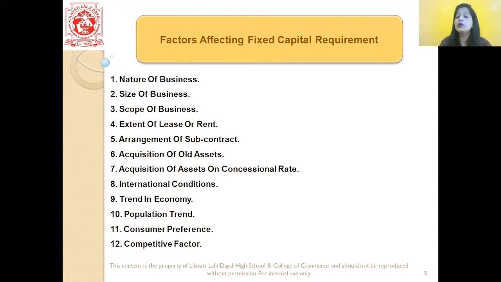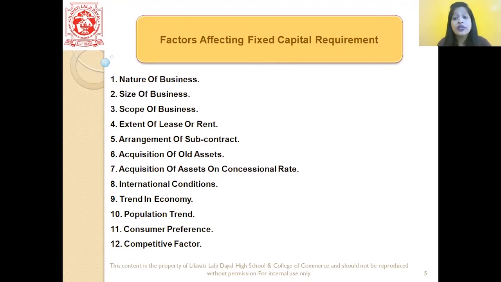Next one is consumer preference. Consumer preferences, students, keep on changing. Whenever the industries are providing goods and services which are in good demand, these industries will require a large amount of fixed capital. For example, the mobile industry, the manufacturing of mobile industry will require more amount of fixed capital.